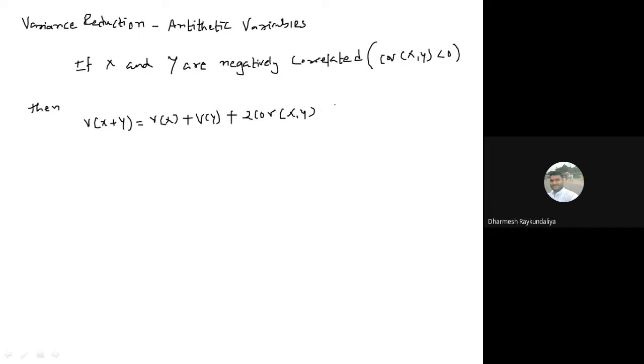So can we say that this is less than variance of x plus variance of y? Because this is negative, so what will happen to it? It will decrease. So that means this quantity is higher than this. So variance of x plus y is less than variance of x plus variance of y. Okay? When? When both variables are negatively correlated. So we have to select variables that are negatively correlated. Such variables are called antithetic variables.